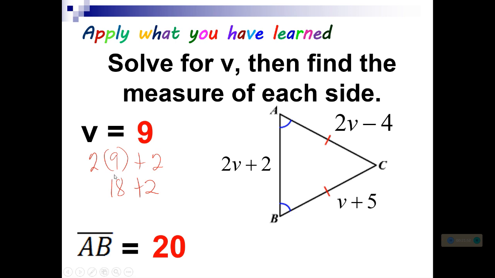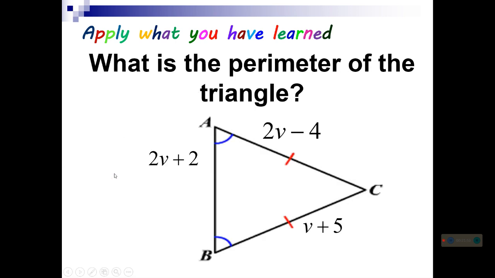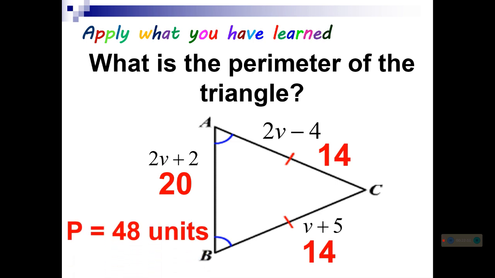Okay? So I have an additional question here. What is the perimeter of the triangle? So earlier we have segment AC is equal to 14. Segment BC is also equal to 14. Then segment AB is 20. So what is the perimeter of this triangle ABC? That's correct. We have 48 units. Okay, so you will just add 14 plus 14 is 28, plus 20 is equal to 48 units.